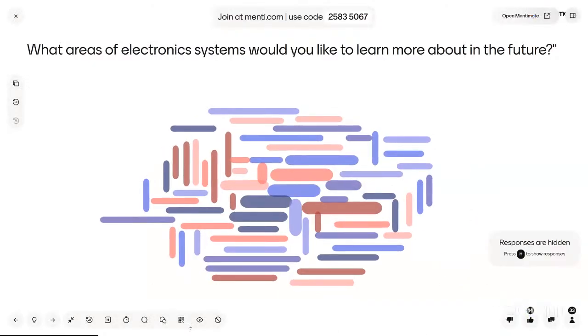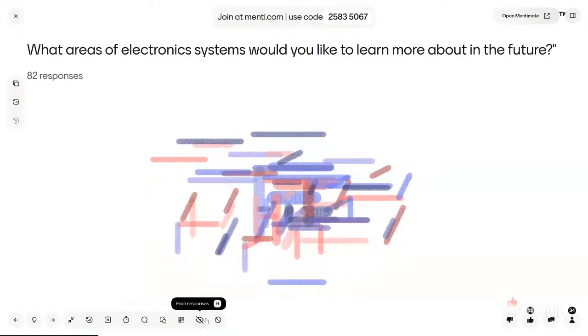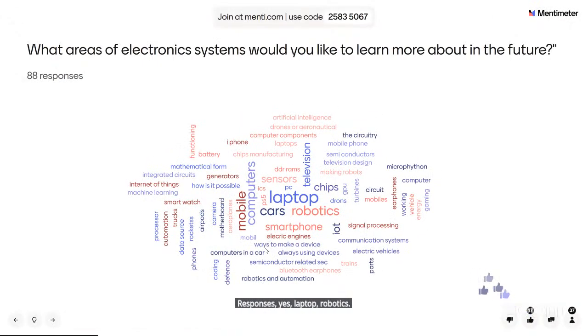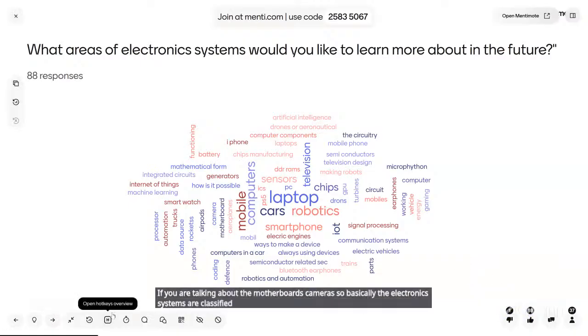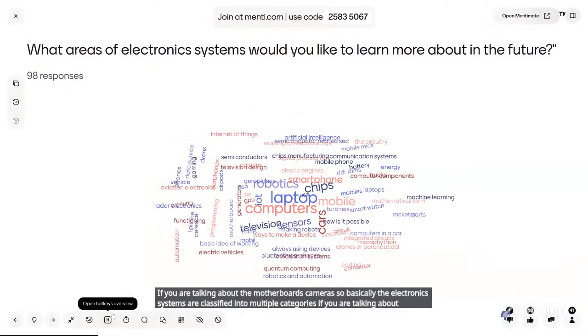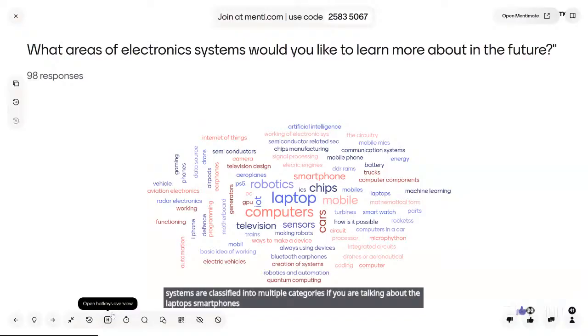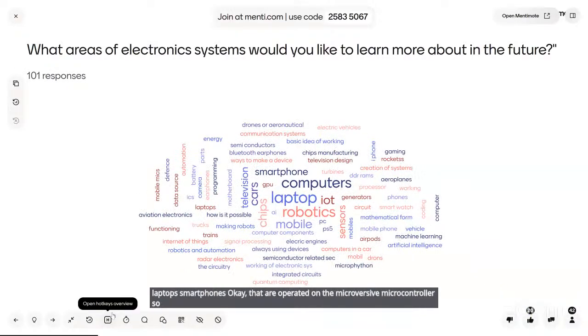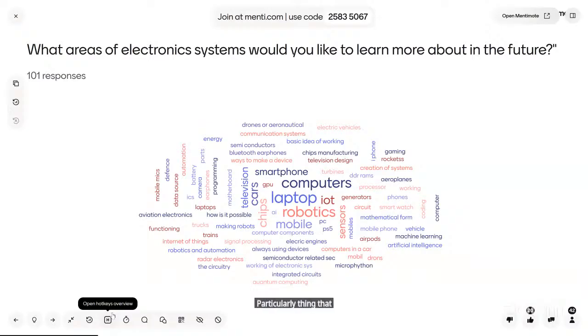Yeah, so let's see the responses. Yes, laptop, robotics. Okay, if we are talking about the motherboards, cameras, so basically the electronic systems are classified into multiple categories. If we are talking about the laptops, smartphones, that are operated on the microprocessor and microcontroller. So microprocessor and microcontroller is one particular thing that you can learn in your future.